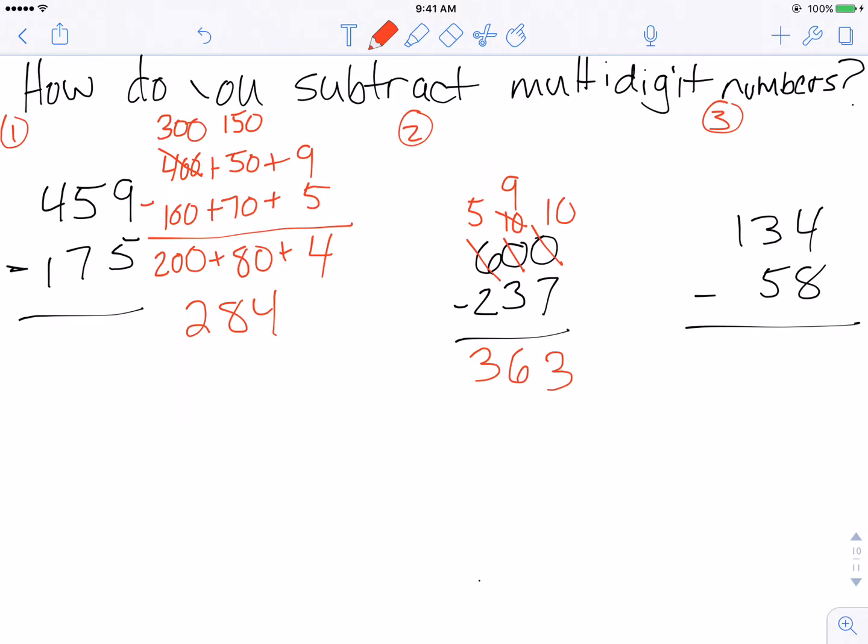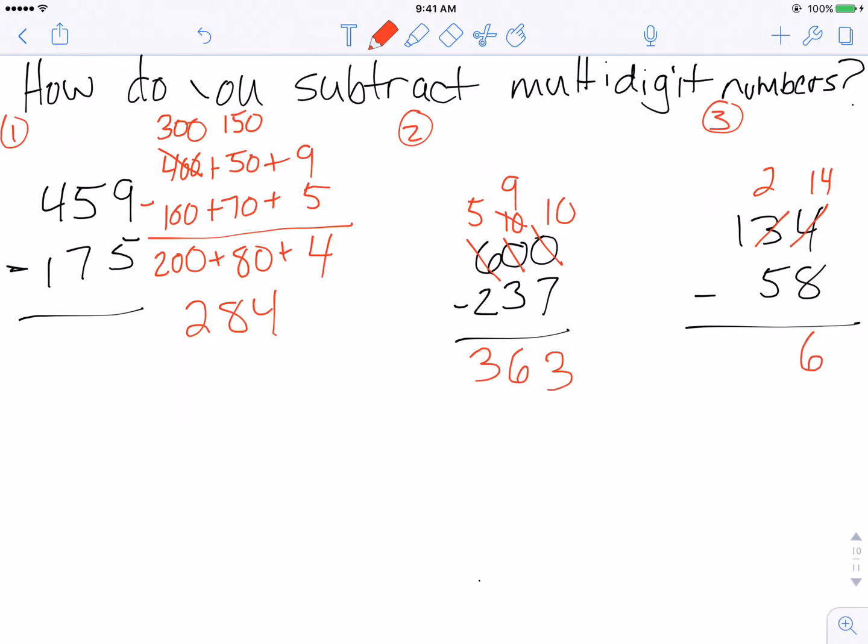Now the third way looks very similar to the second way, but I'm just going to ungroup as I need as I do the problem. So this is the way that most of your parents were taught. This is the way that I was taught, and this way requires you to borrow from the place before. So when I look at the ones place and try to do 4 minus 8, I can't. So I'm going to come to the tens place, and I'm going to borrow one of the tens. That leaves me with 2 tens. I bring that, and now I have 14 over at the ones. So when I do 14 minus 8, I get 6.